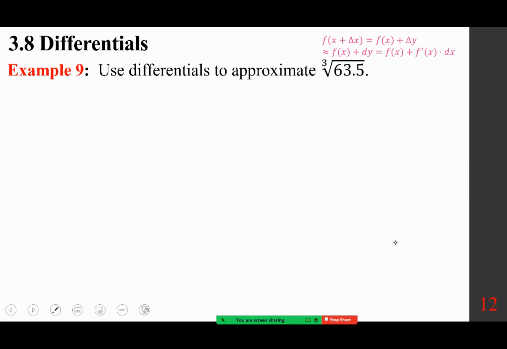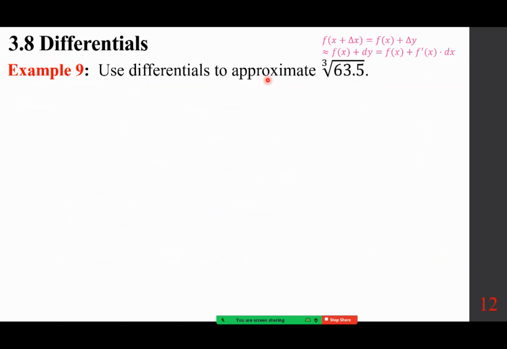We want to use differentials to approximate the cube root of 63.5. And to use the differentials, we need two things. First, we need a function. And all you have to do is just read this. What is the operation we are doing? Cube root of a number. So that function f of x is a cube root of x.